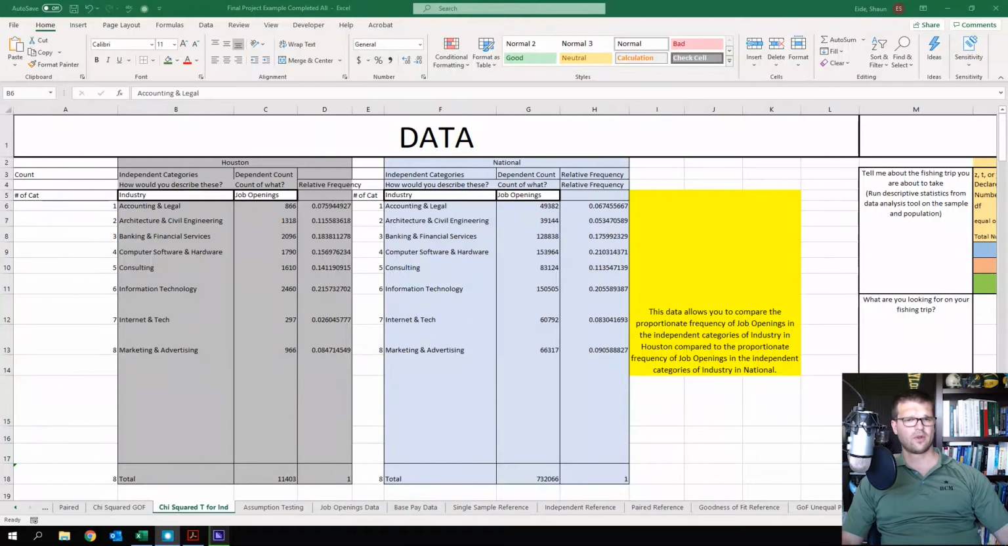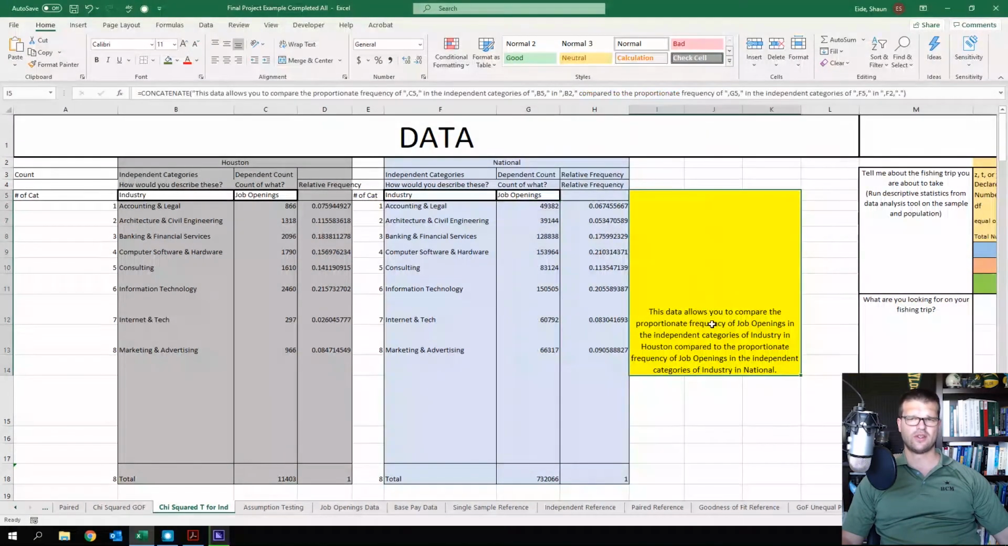Okay, in this lecture, we are going to be looking at the last hypothesis test for the project. This particular hypothesis test is the chi-squared test for independence. In this situation, we are looking at different industries and the job openings in different industries in a particular city compared to the national average. And the question is, are the job openings in this city in these industries reflective of the proportion of job openings for the national average?